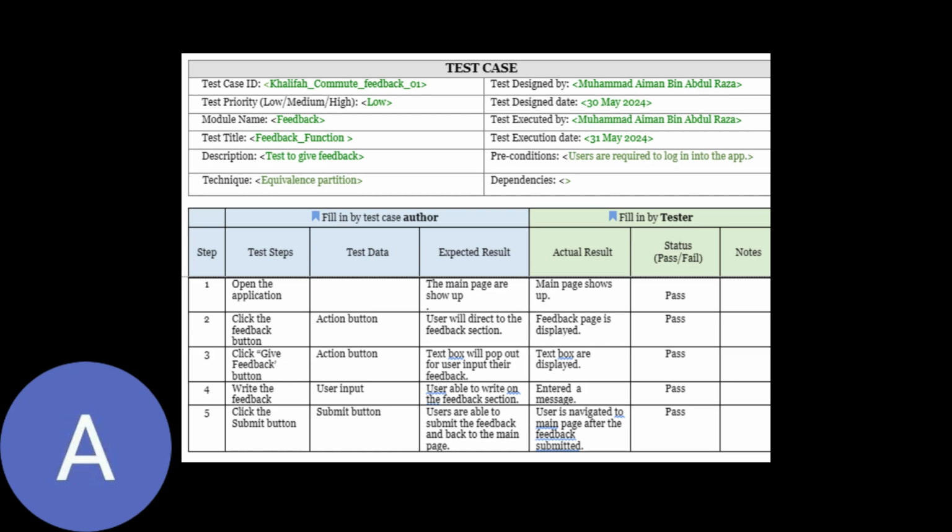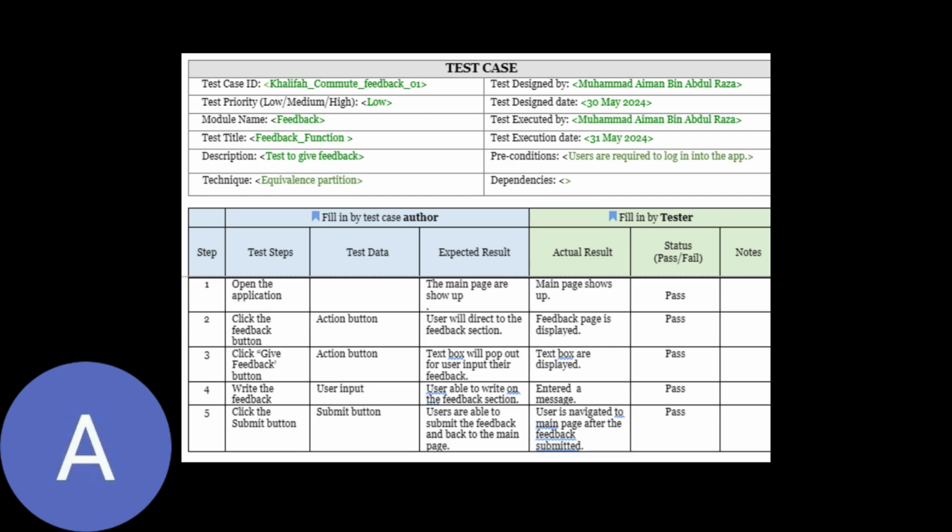And then step 2, click the feedback button. Test data is the action button. Expected result, the user will be directed to the feedback section, and what was experienced by the tester, the feedback page is displayed. And step 3, click the give feedback button. We are expecting the text box will pop up for the user to input their feedback. And the actual result from the tester, the text box is displayed.